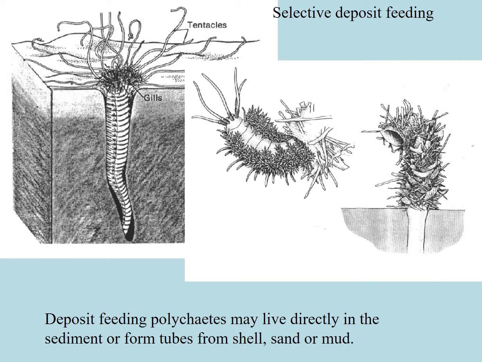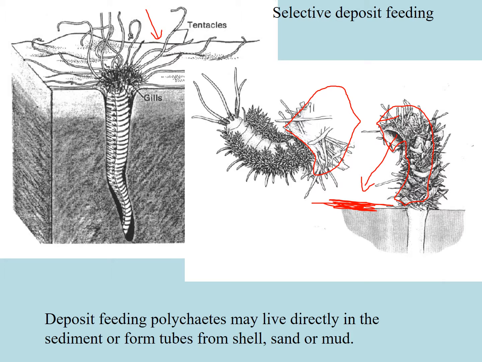Here's how it works. So you can see the tentacles here all over the place. In this case, this is one that has built a little tube around itself right here. Here's what the tube looks like around it. It can use this for protection, and it'll come out of this little tube and selectively deposit feed along whatever's deposited there.